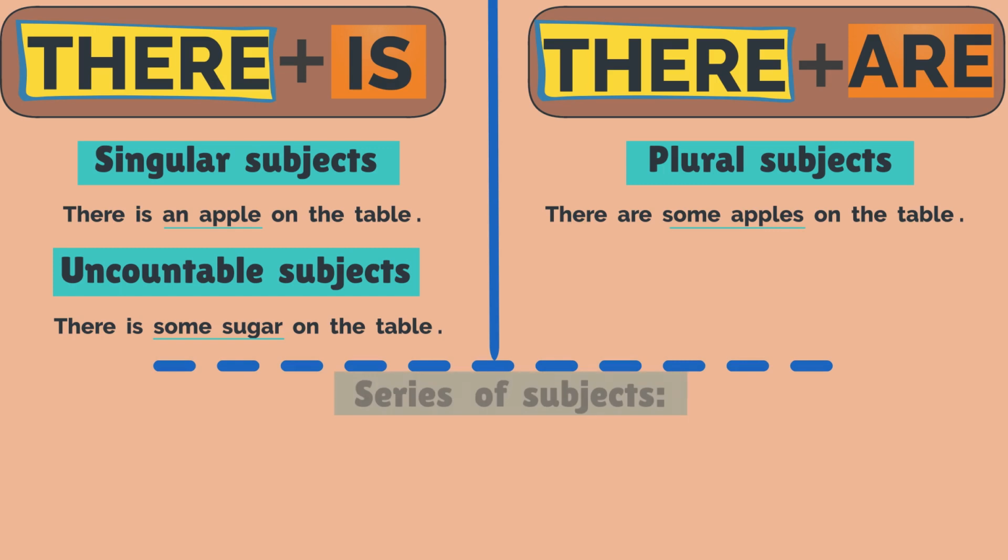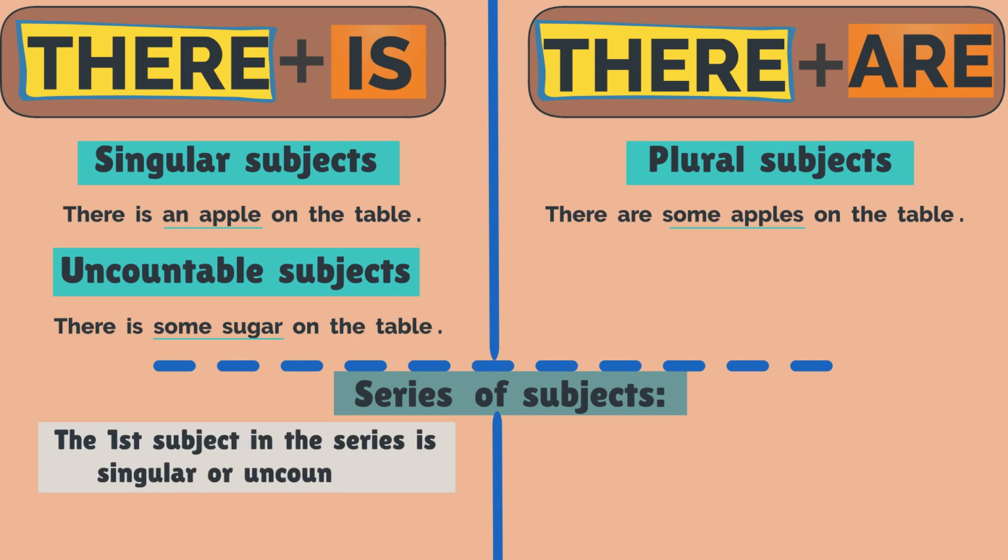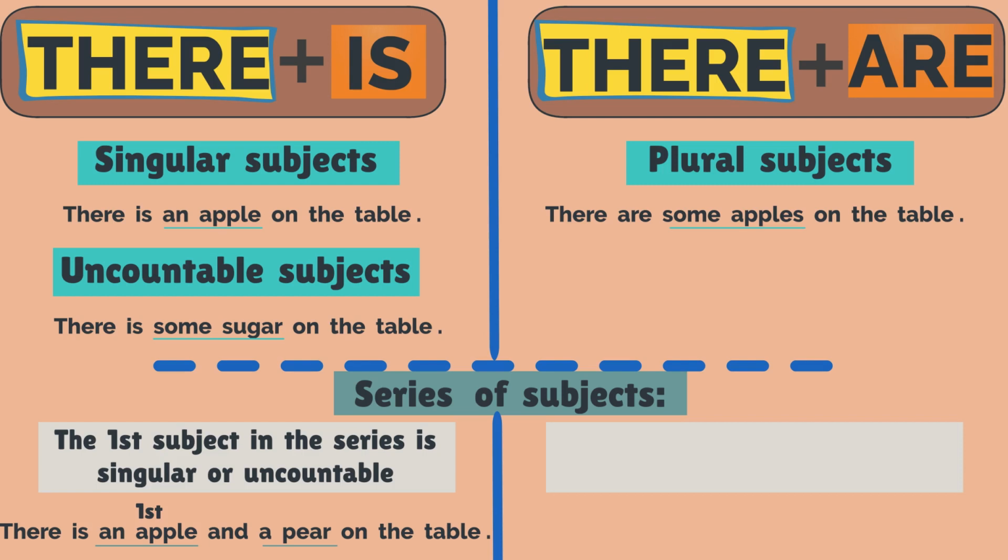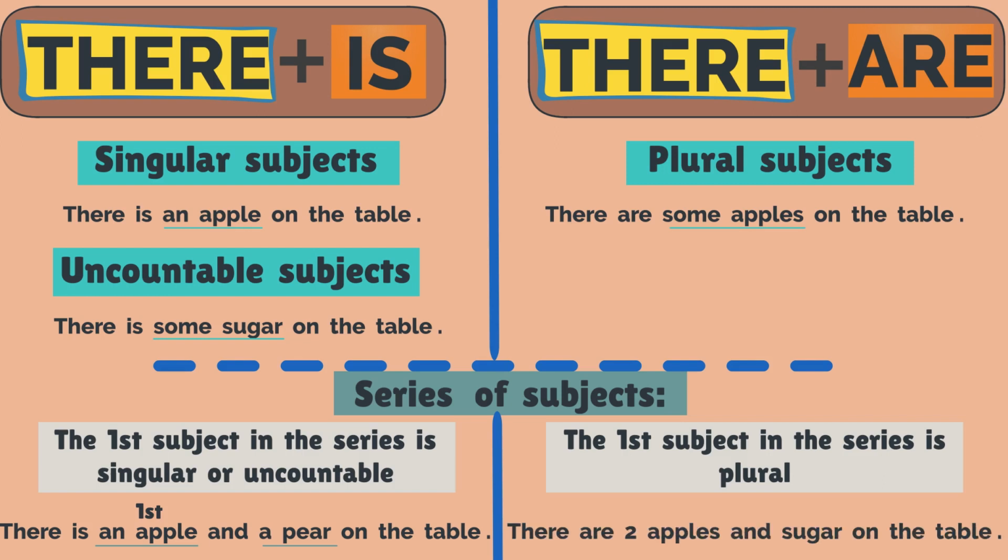If there refers to a series of nouns, we use the form there is when the first noun in the series is singular or uncountable. There is an apple and a pear on the table. We use the form there are when the first noun in the series is plural. There are 2 apples and sugar on the table.